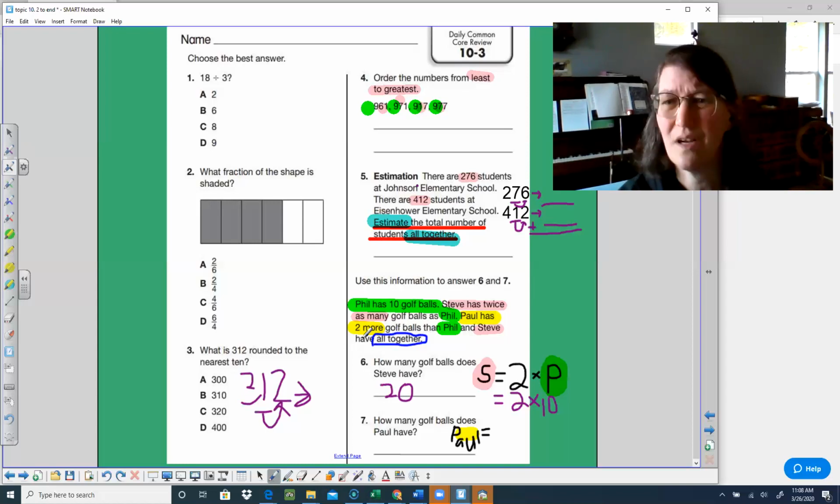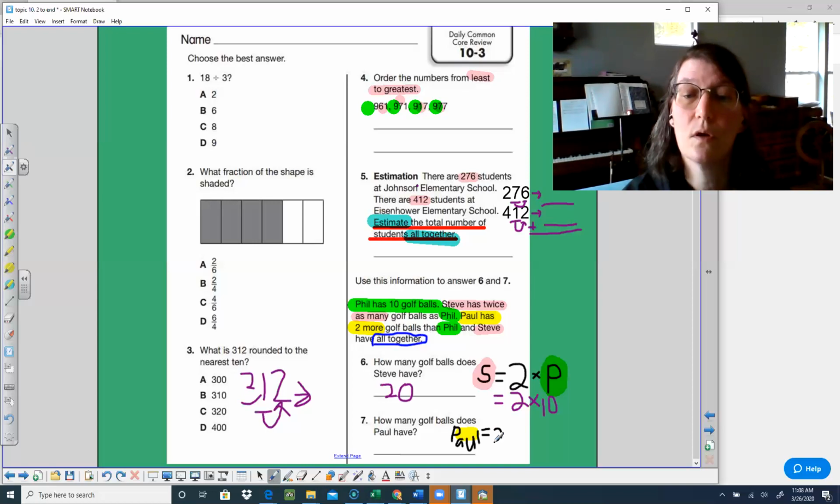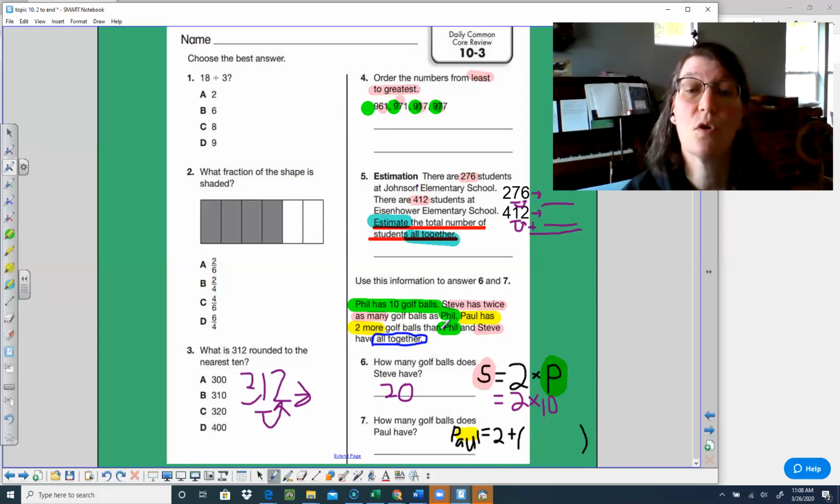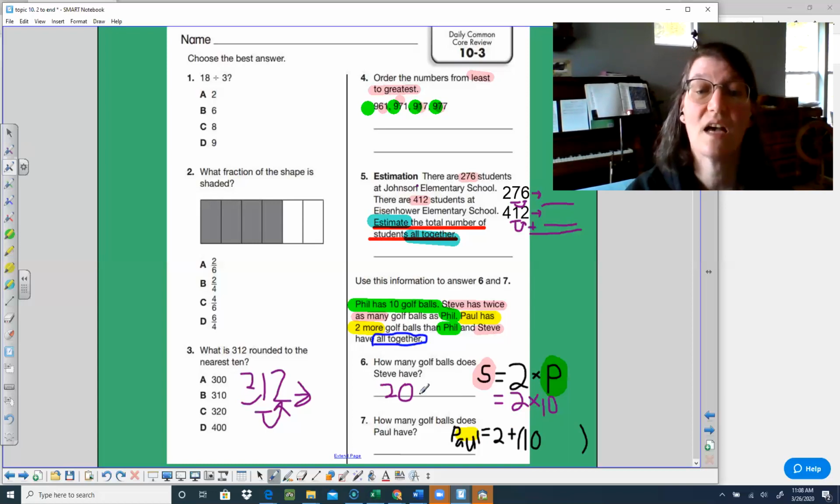So hopefully you're going, well, 2 more means I need to add. So 2 more. Okay, now we're combining people. So I'm going to use those parentheses that we learned about earlier this year. So 2 more than Phil. So we found a few minutes ago that Phil had 10. So 2 more than Phil. And Steve. So we just found out that Steve has 20.